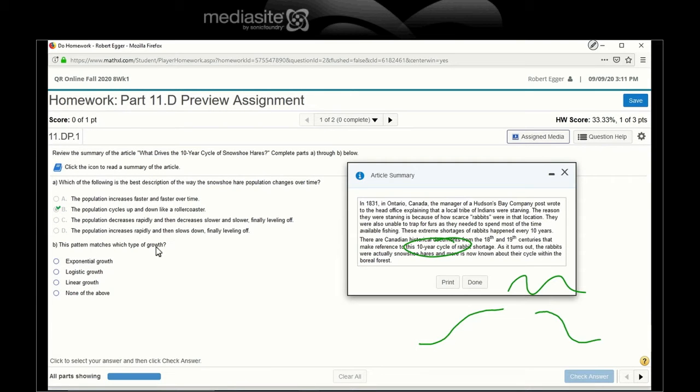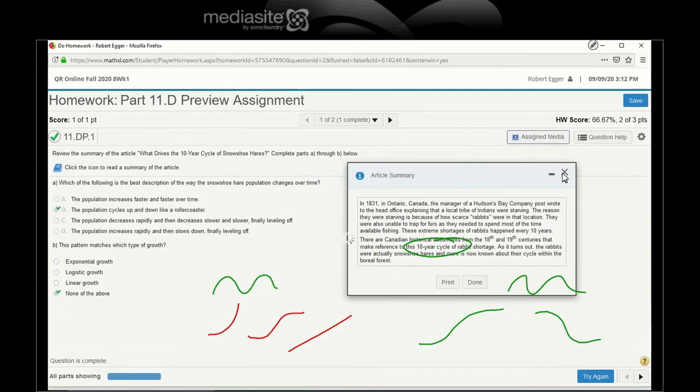The pattern matches which type of growth? Well, it's not exponential, it's not logistic, it's not linear, it has to be none of the above.